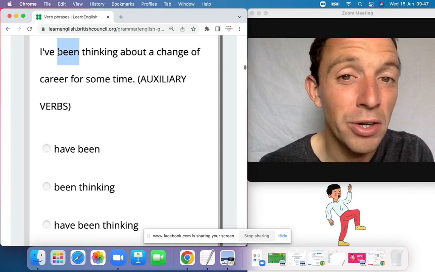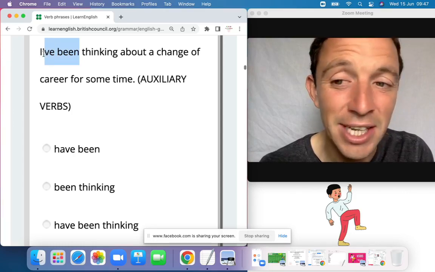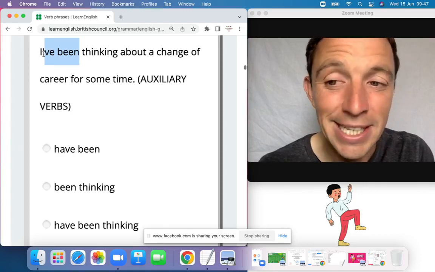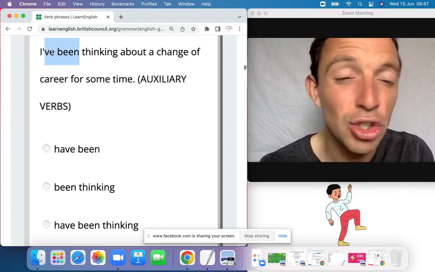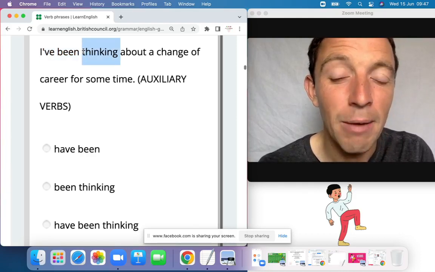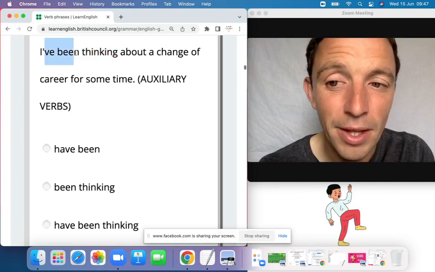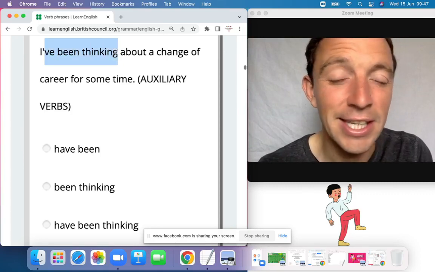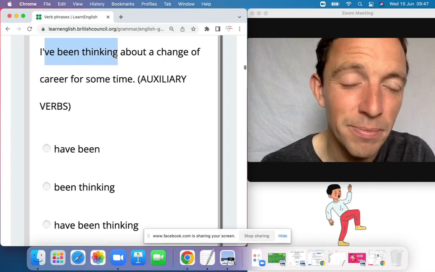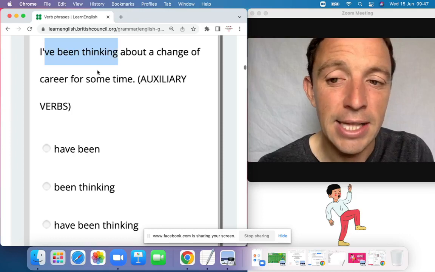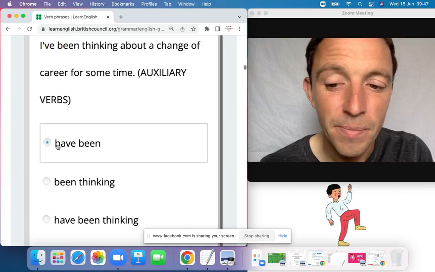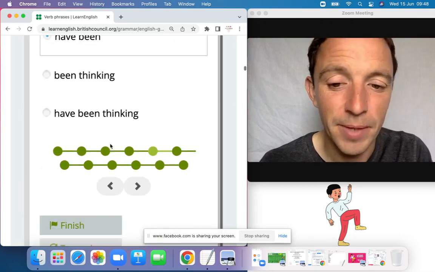The past participle combined with the verb to have as the auxiliary is normally considered the present perfect. But in this situation, in total, these 2 verbs are connected also to think in the ing. And when you have the verb to be with the ing, it's considered the continuous. So this is the present perfect continuous. And the auxiliary verbs are have been.